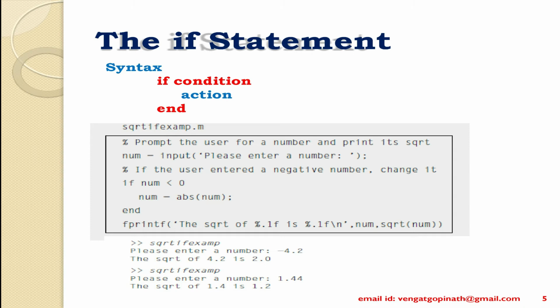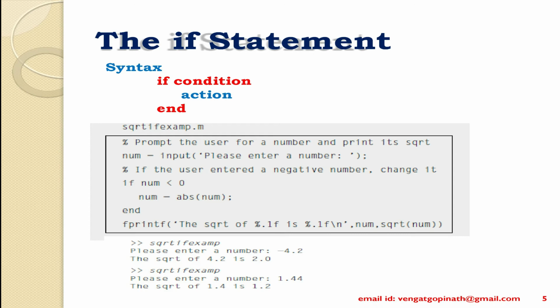When the if statement is executed, the first condition is evaluated. If the value of the condition is conceptually true, the action will be executed, and if not, the action will not be executed. The action can be any number of statements until the reserved word end. The action is naturally bracketed by the reserved words if and end. Here is the example: the square root function is not used on a negative number. Here is the example for square root, sqrt if example.m. This is the script name.